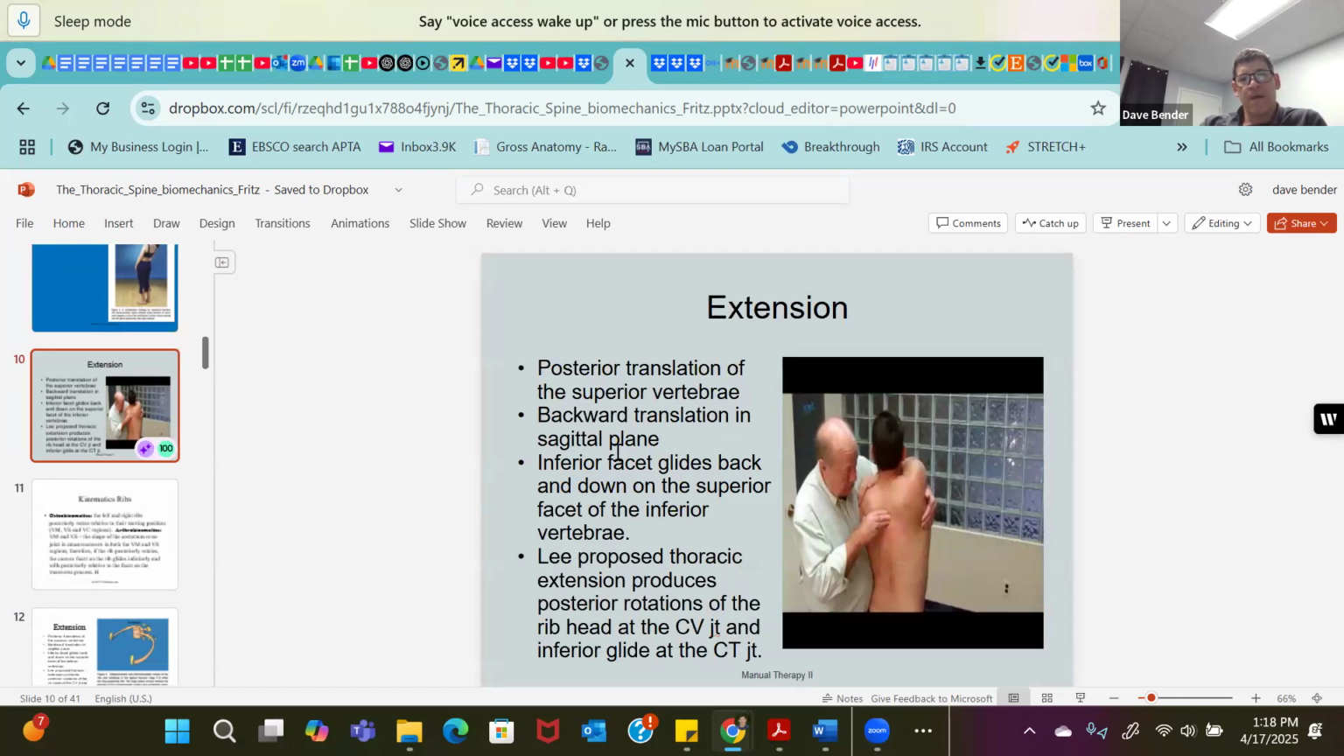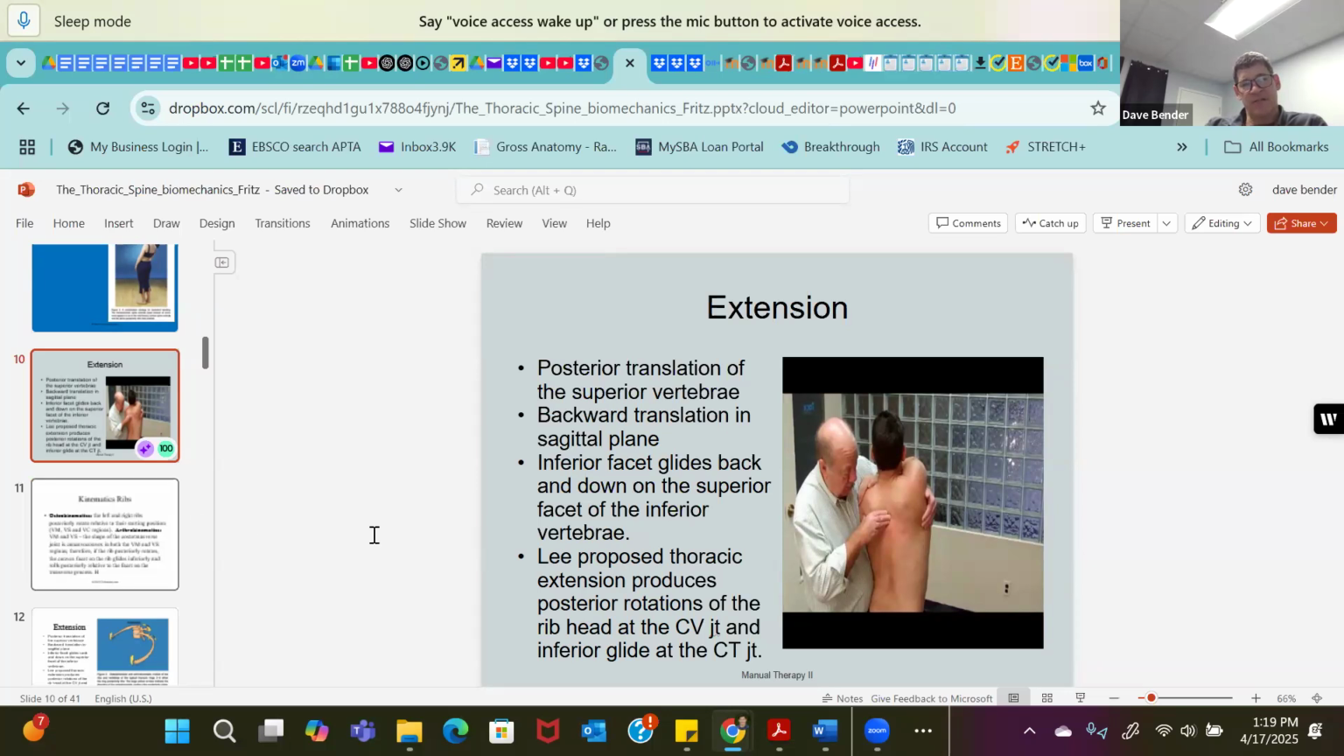When we think about extension, we have a posterior translation of the superior vertebrae, and this is a backward translation in the sagittal plane. The inferior facet on the superior vertebrae glides back and down on the superior facet of the inferior vertebrae. So with extension, you have both facet joints, the inferior facet on the superior vertebrae, gliding down and posteriorly on the vertebrae below it.